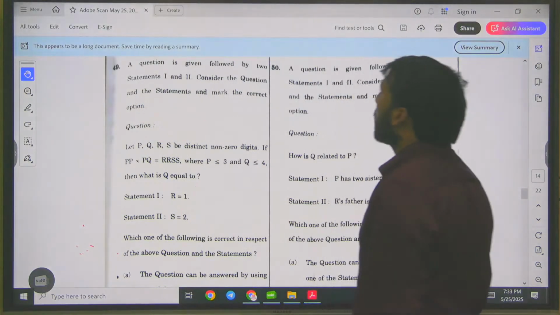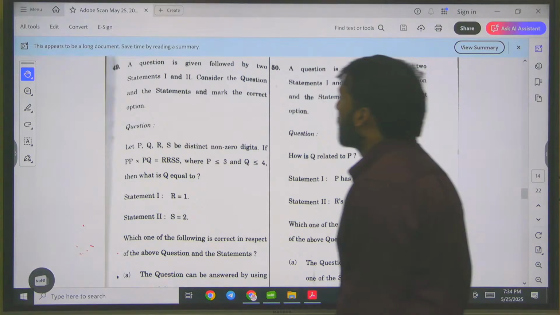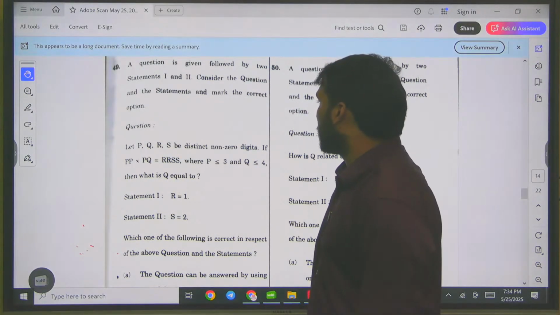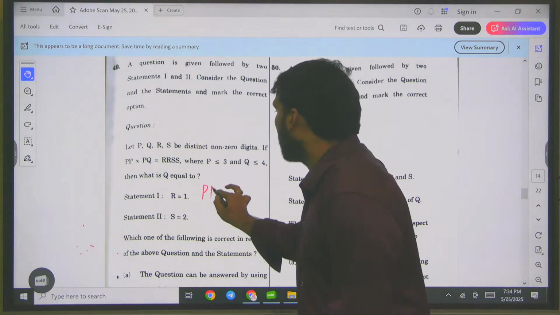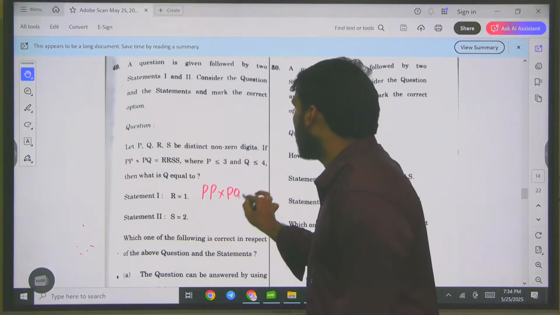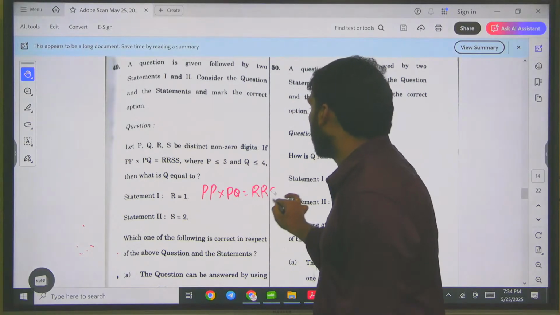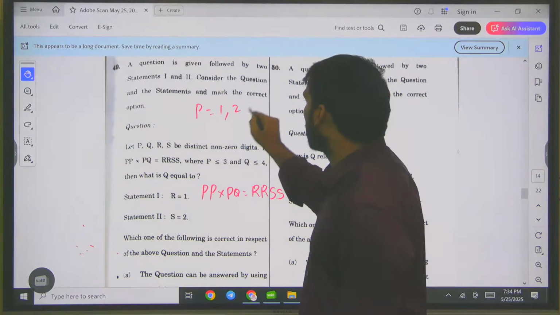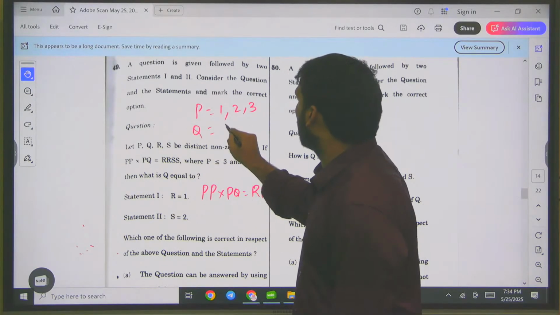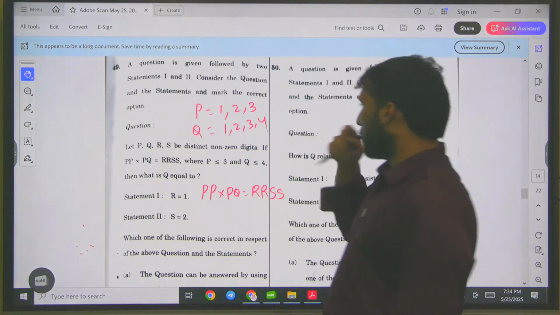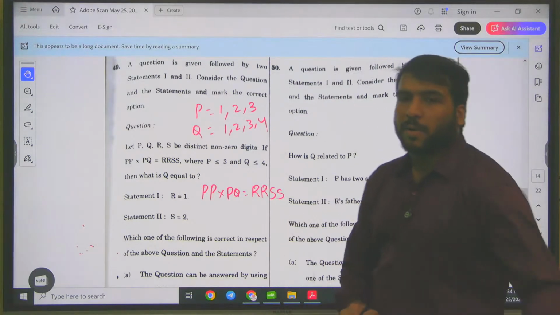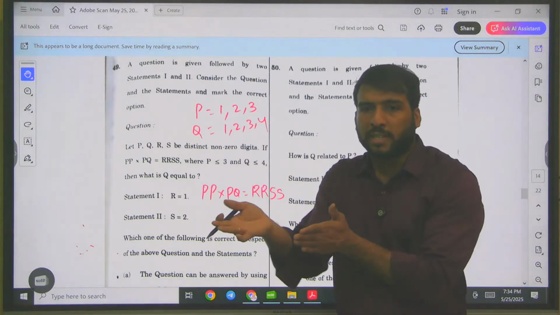So a question is given followed by two statements 1 and 2. Consider the question and the statements and mark the correct option. PQRS are distinct non-zero digits where PP into PQ is equal to RRSS. P is a distinct non-zero digit, it will be 1, 2, 3, and Q has 1, 2, 3, 4 as possibilities. What is Q equal to? So how many statements are necessary? These types of questions can be solved only if you know the unit digit and the previous digit.